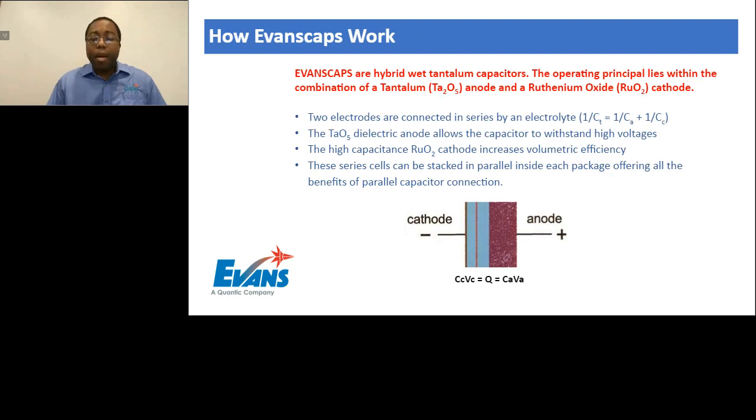Now I'd like to talk a little bit about how Evans caps work. The Evans hybrid capacitor is a capacitor that pairs a tantalum electrolytic anode in series with a ruthenium oxide pseudocapacitive cathode. The anode stores its charge by the creation of an electrostatic field, with the tantalum pentoxide being the dielectric. The ruthenium oxide cathode uses an electrochemical redox reaction to store the charge, which has capacitive behavior, hence the term pseudocapacitance. This pseudocapacitance allows for much higher energy densities versus traditional capacitor technologies.